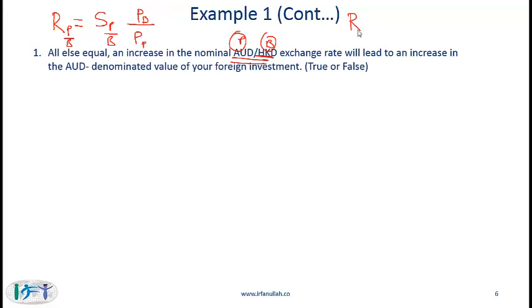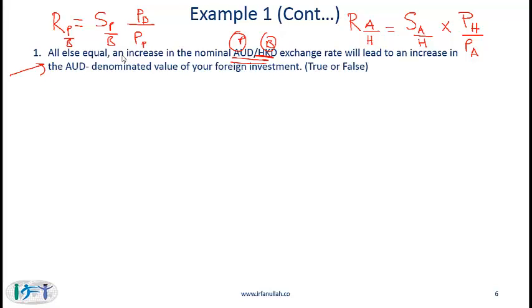The real exchange rate with Australian dollar divided by Hong Kong dollar is equal to the spot exchange rate. Again, Australian dollar is the price and Hong Kong dollar is the base, multiplied by the price level in the base currency, which is Hong Kong dollar, divided by price level in the price currency, which is Australian dollar. This relationship will be useful as we go through the questions.